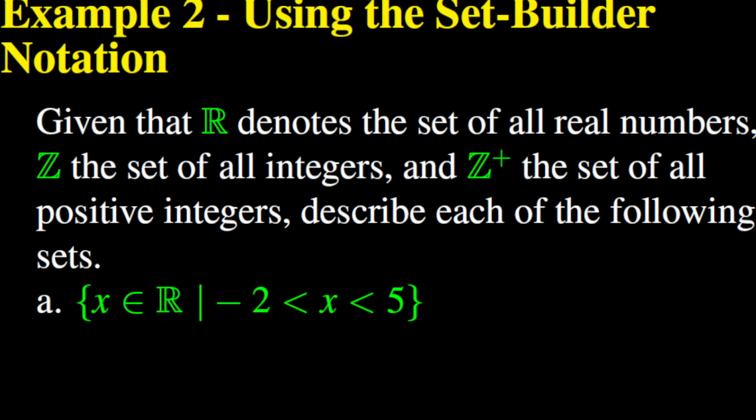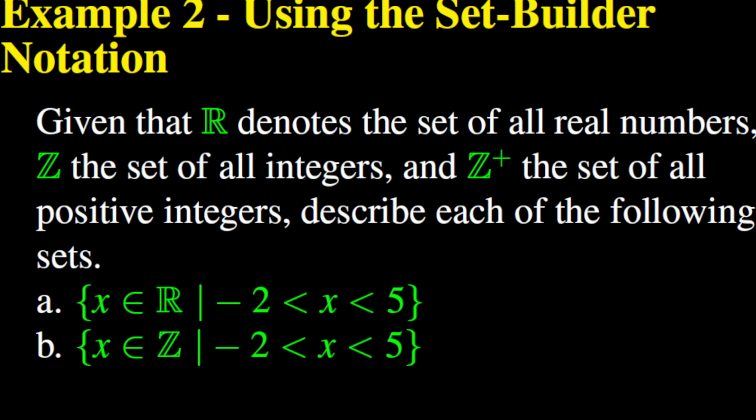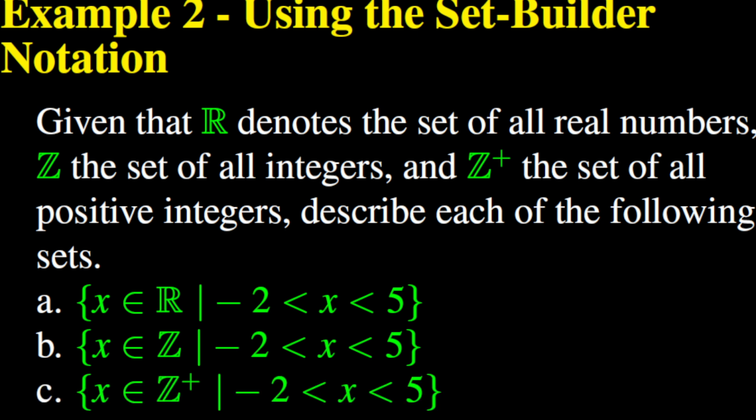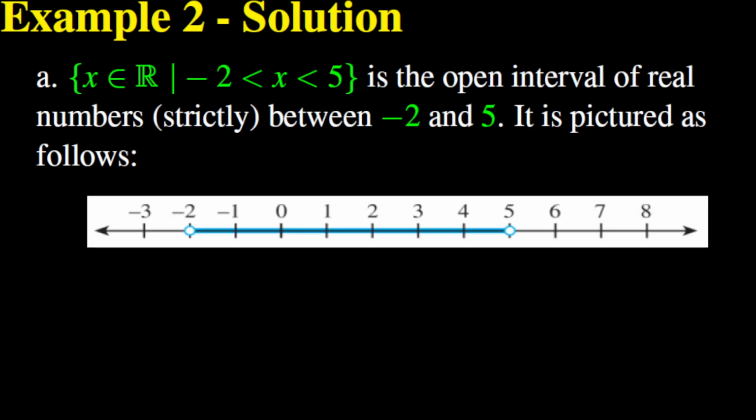than 5. Question B. Describe the set of x in Z such that -2 is less than x, and x is less than 5. Question C. Describe the set of x in Z plus such that -2 is less than x, and x is less than 5. For question A, the set of real numbers between -2 and 5 is the open interval of real numbers, strictly, between -2 and 5.